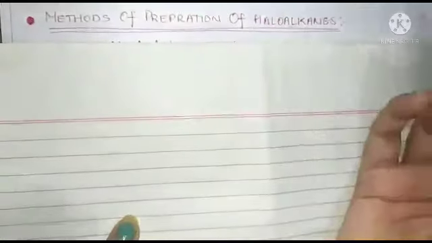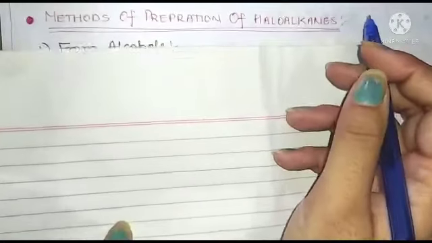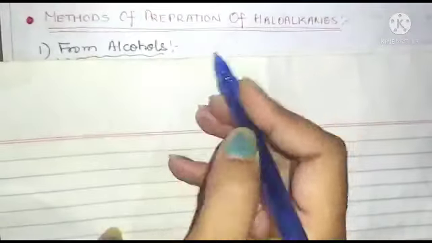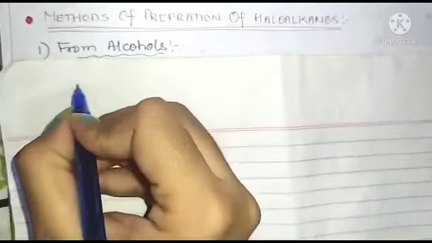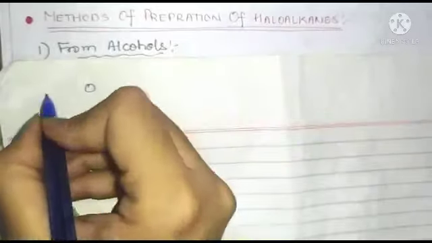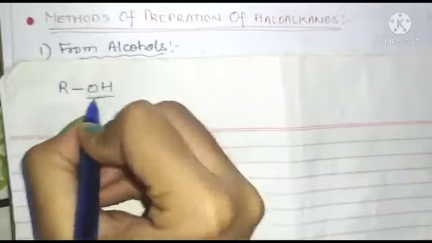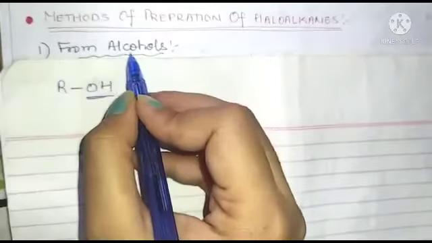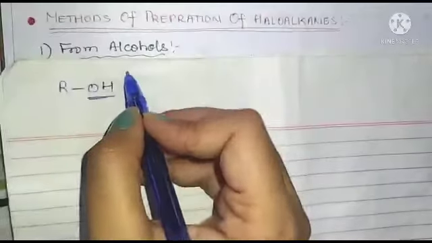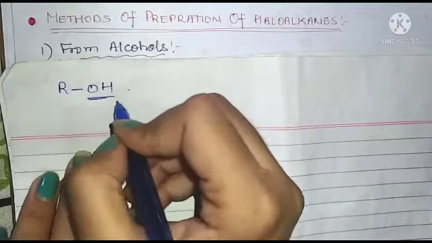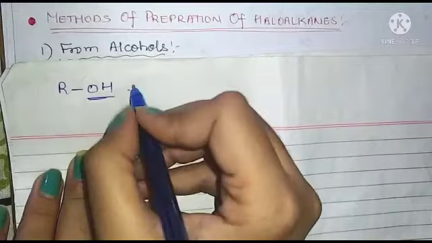So next we have the methods of preparation of haloalkanes. We have different methods of forming haloalkanes. First, from alcohols. How can we form a haloalkane with the help of alcohol? As you know, in an alcohol, whatever the alkyl group is, an OH is present with it. Only then can we say these are alcohols. Clear? So what will happen in this case? This OH is replaced by the halogen.